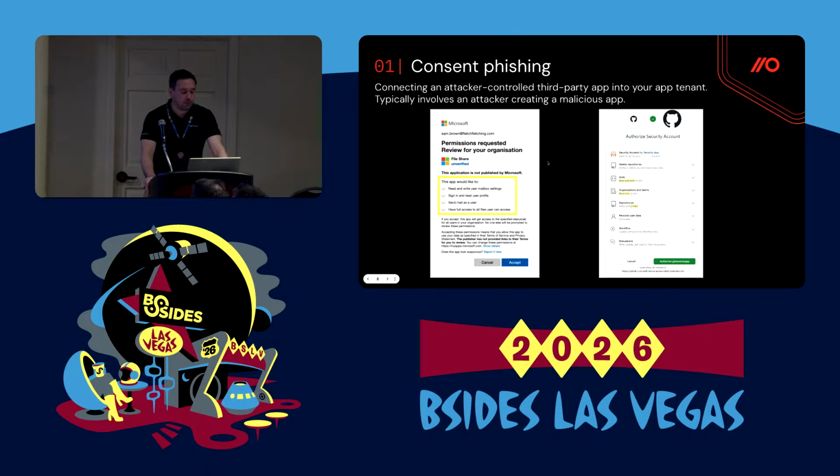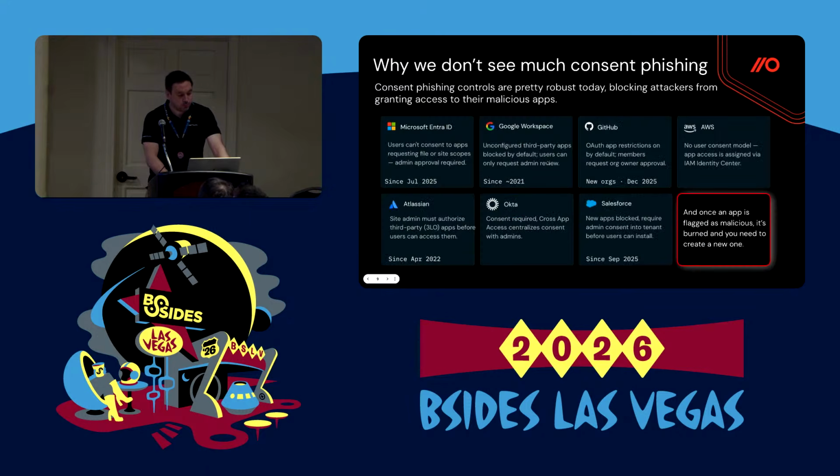On the left is a Microsoft example, on the right is a GitHub example. Anything that supports this is potentially viable for it. And if the victim approves the access, then the attacker has persistent access into your account at the authorization layer rather than having to circumvent authentication.